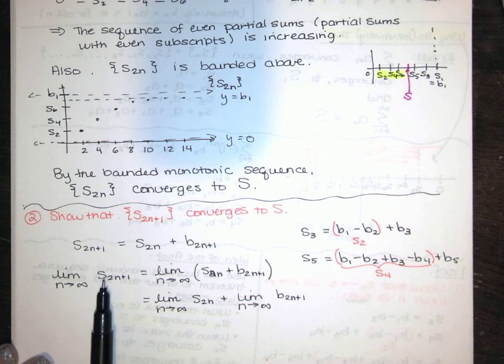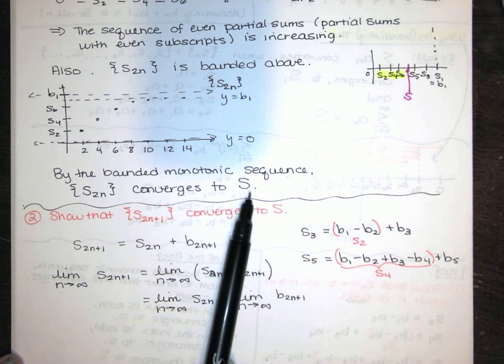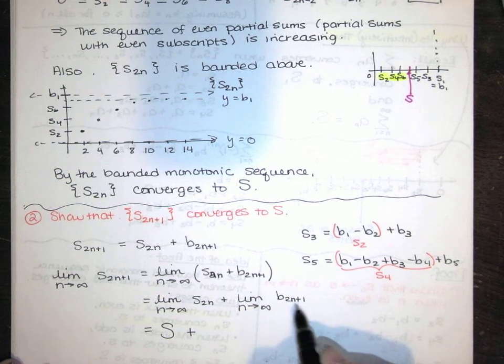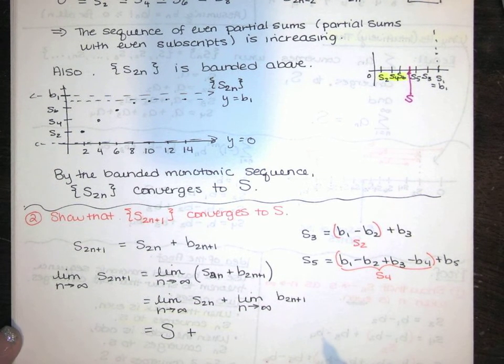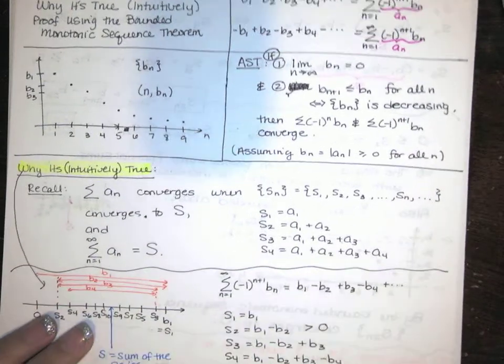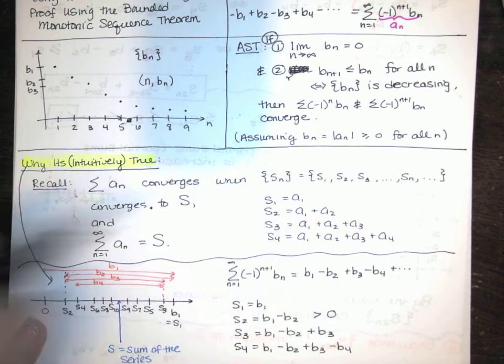So as n goes to infinity, the nth partial sum where the subscript is odd is equal to this. Well, we know from what we just did, as n goes to infinity, the even partial sums approach some number, we're calling that s. And then what happens to b sub 2n plus 1? Remember what we said before? The b sub n's, as n goes to infinity, approach 0.